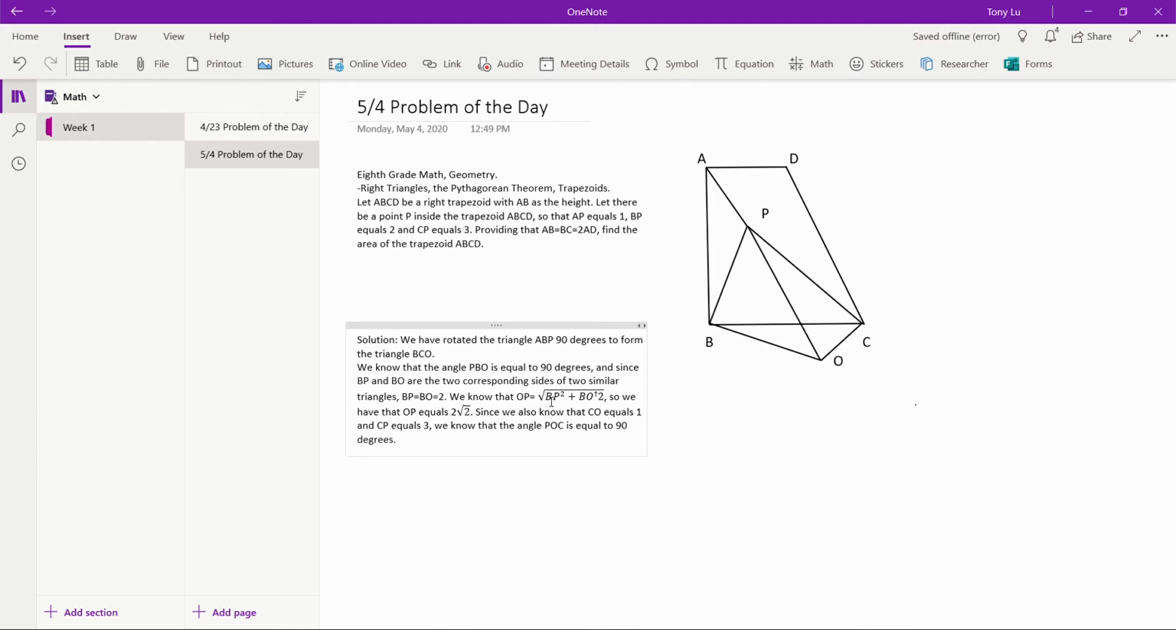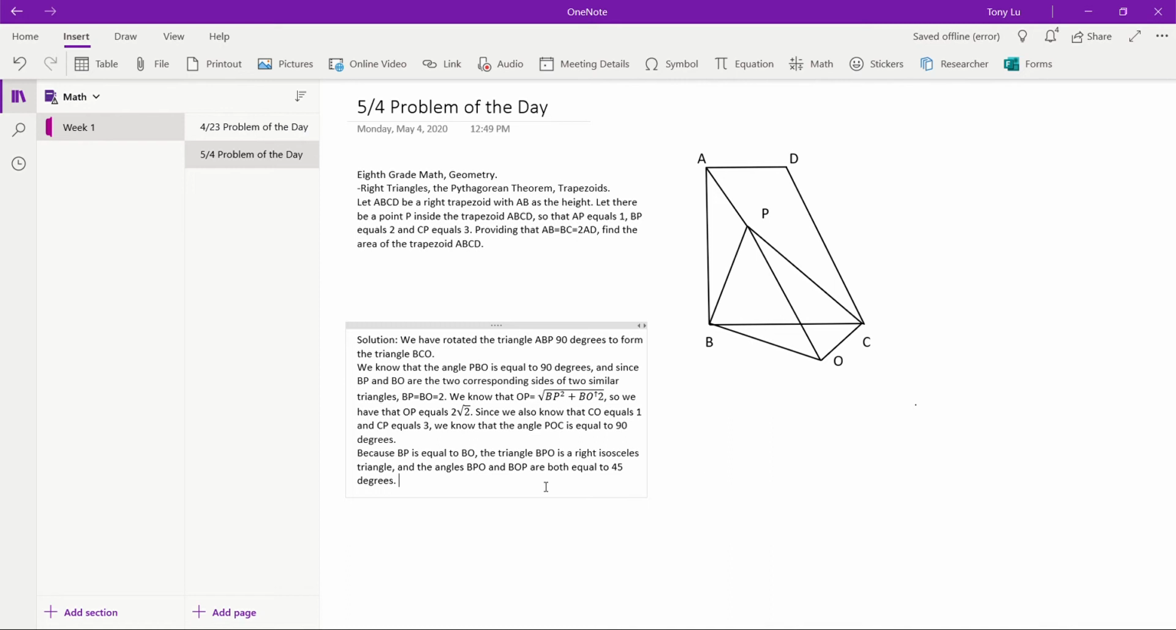So we know that the angle POC is equal to 90 degrees. So what use is this? There is an important fact here. Because BP is equal to BO, the triangle BPO is a right isosceles triangle, and the angles BPO and BOP are both equal to 45 degrees.